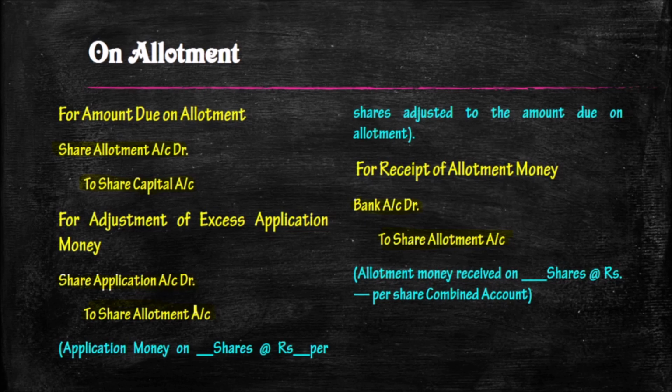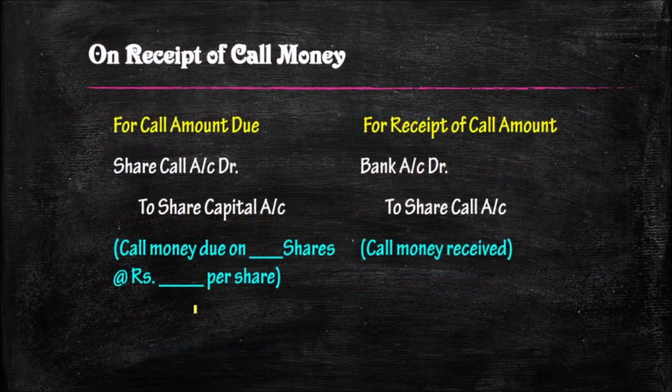It is only used when the company issues 10,000 shares and the public applies for 12,000 or 15,000. At that time, we have to adjust in two ways: one is rejection and the other is pro rata allotment. And the remaining amount will be collected in different installments known as calls. That is on receipt of call money. Call money means the remaining amount is collected through different installments. Each installment is known as a call.